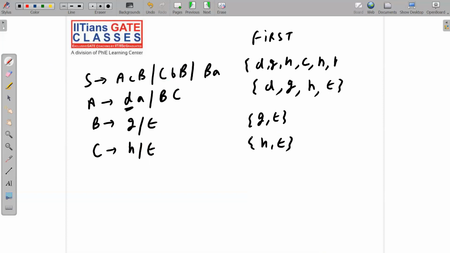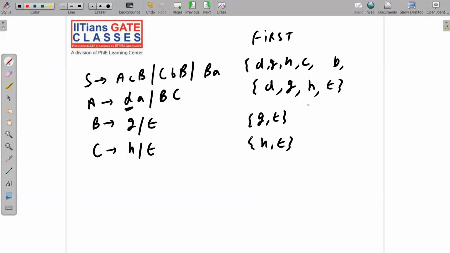So I will write here B. Okay. Next, first of S is first of capital B. First of capital B is G comma null. So I will write G. G I have already copy pasted here, so no problem, I will not write it again. Sorry, it's my mistake. H I have already copy pasted, so I should not write H again and again. No need to write this.